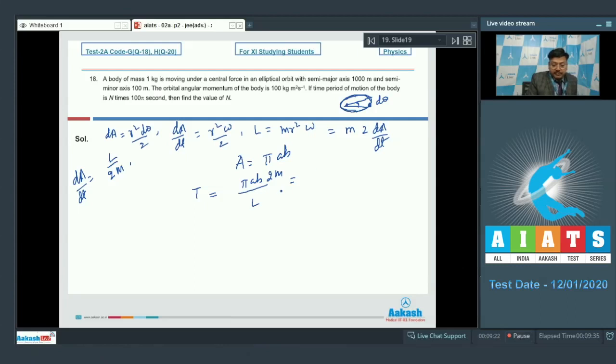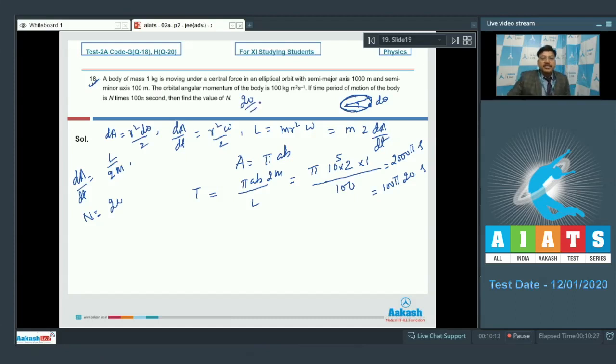Now let's put the values. Pi is pi, A is 1000, B is 100, so the product is 10 to the power 5, times 2, and mass is 1 kg, divided by L. The value of L is given as 100 SI units. So this is equal to 2000 pi seconds, right? That means it is also equal to 100 pi into 20 seconds. So the value of n we are getting is 20. So for question 18, the answer is 20.